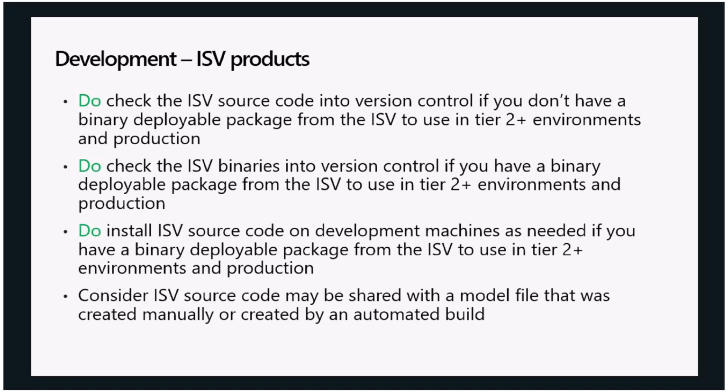You also want to check the binaries from your ISV, if that's your current model, into version control, because you want the build machine to run a build and include the ISV module in the deployable package, so you have one deployable package that contains everything. If you get binaries from your ISV, which is going to be more likely with One Version, you still can install the source code on your development machines as needed for debugging and stuff. And consider that ISV source code may be shared with a model file that was created manually or by an automated build.